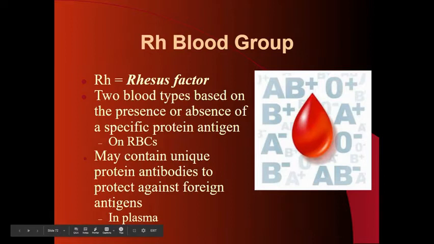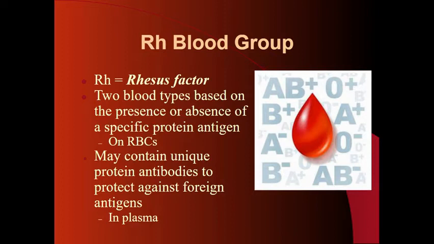So the next main blood group is the Rh blood group, and this is different than the ABO blood group in a couple of different ways. The Rh blood group is an abbreviation for the rhesus factor. These are two blood types based on the presence or absence of a specific protein that's on the red blood cell. So this is a different protein than what we were talking about before. So you're going to have those protein antigen markers for either A, B, or O blood. And then you're also going to have separate markers in regards to the Rh factor.